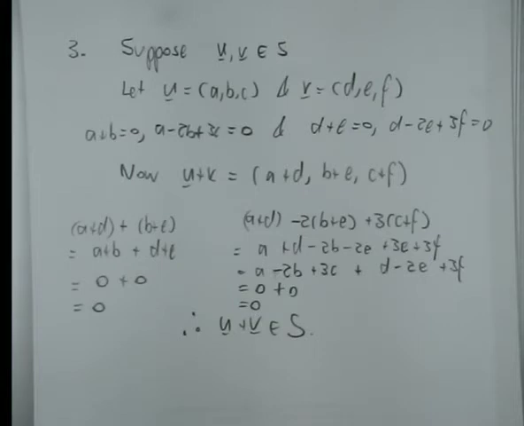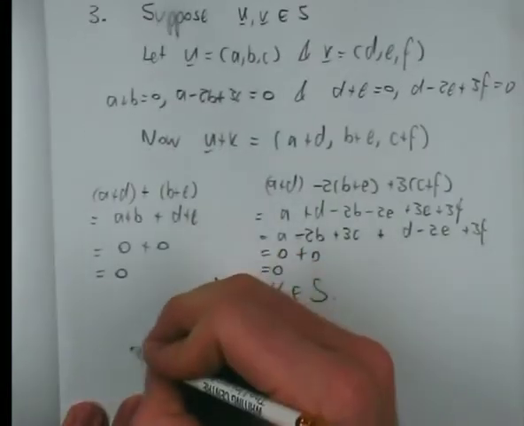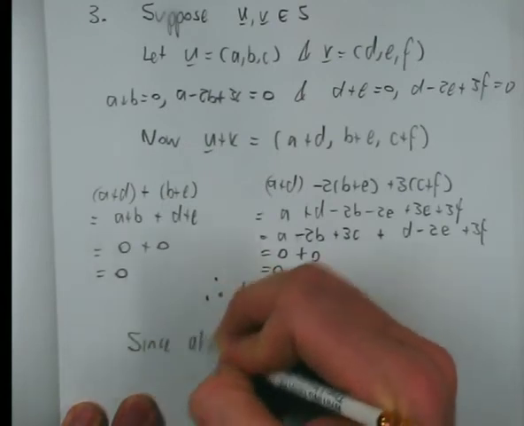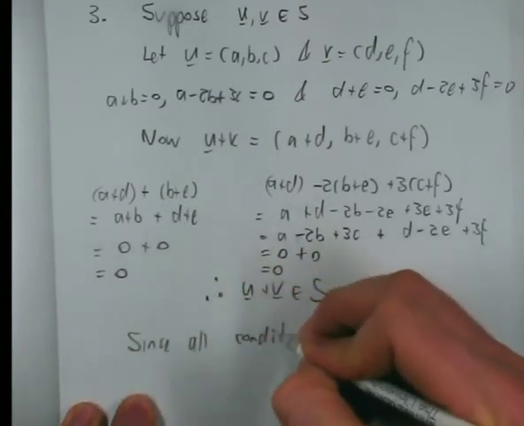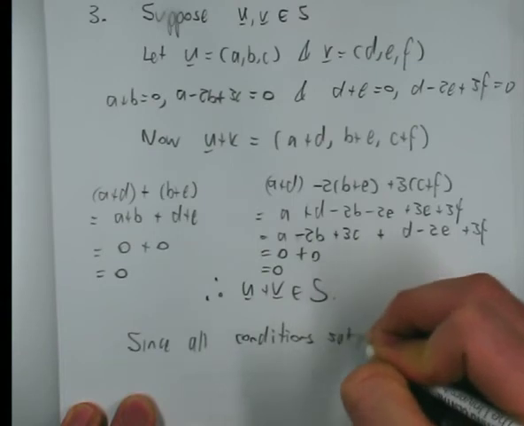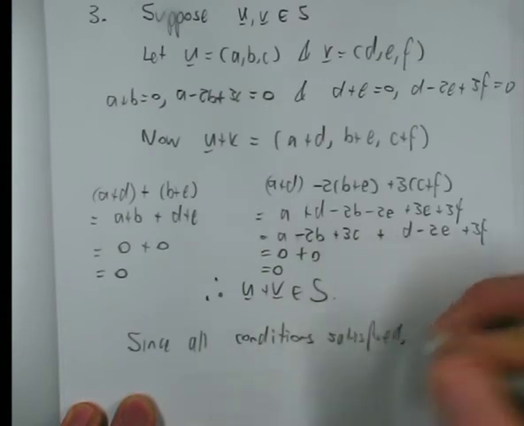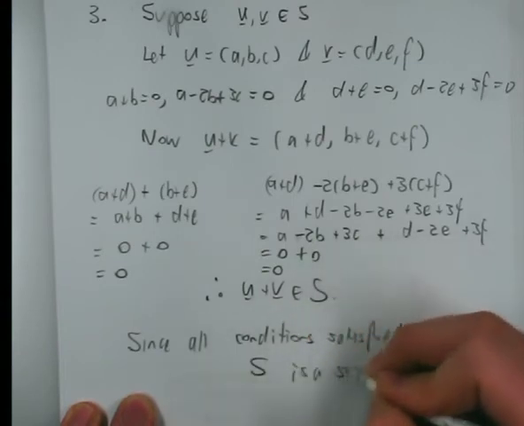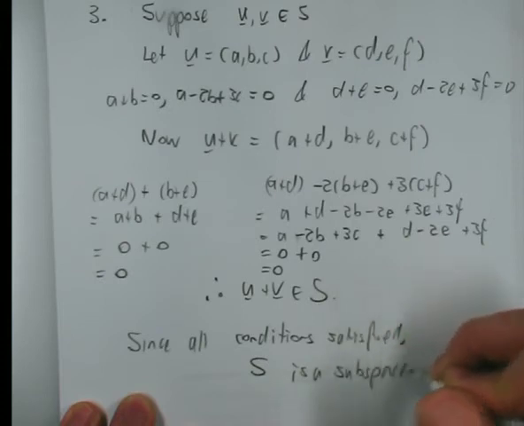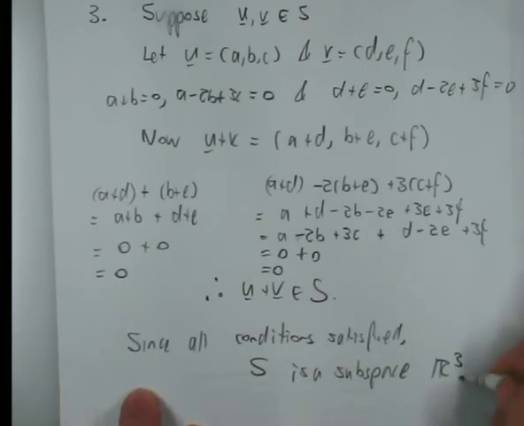And so, therefore I have finished my proof. So, since all conditions are satisfied, S is a subspace of whatever it was a subspace of, and I think since it has 3 coordinates in its vectors, it's in R3. That's how a subspace proof works.